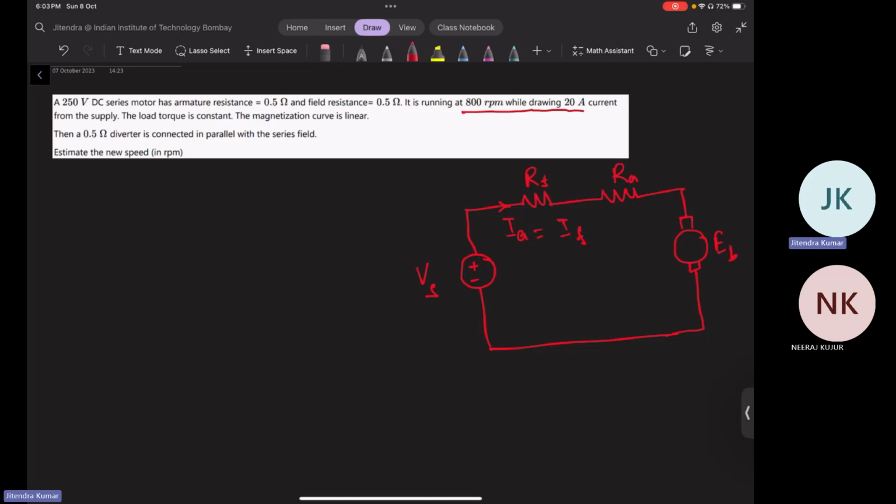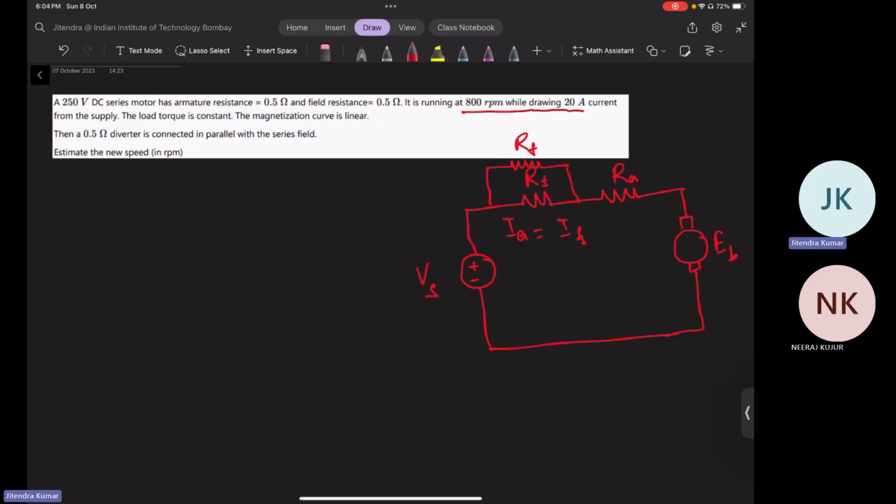Okay, so what's the purpose of providing a diverter? If you could guess here, it's just to reduce the field current. Yes, exactly, you could reduce the field current, and by that means you are indirectly weakening your field flux, and you can go at higher speed with rated voltage.